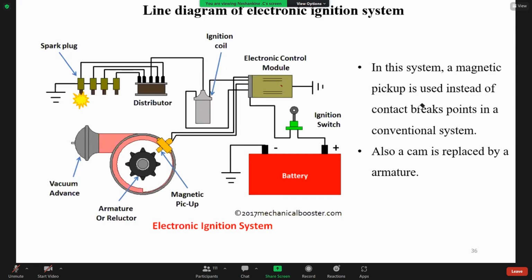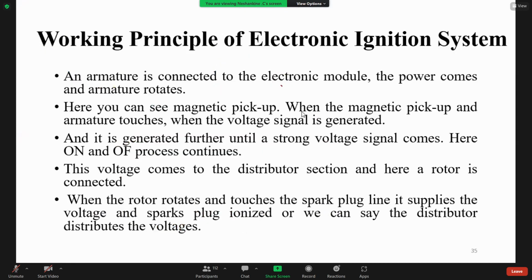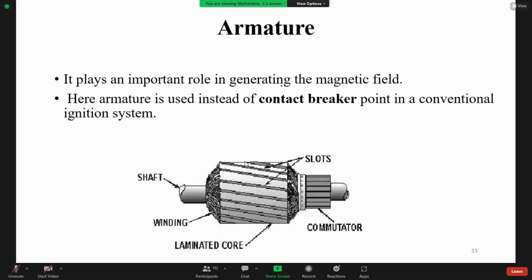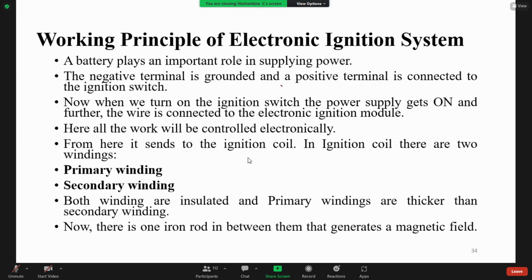Shall I change? I already explained the working principle of the electronic ignition system. Write only the key points.